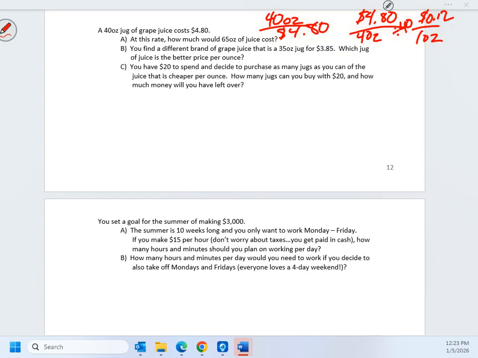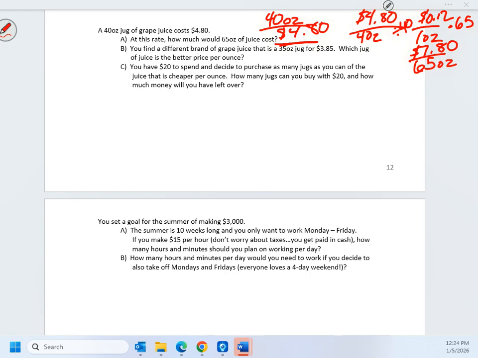Now that I know how much 1 ounce is, can I find 65 ounces? Yeah, I just multiply it by 65, right? That scale factor of 65. So now we will have 65 ounces. What is 65 times 0.12? How much money will it be? Gavin? $7.80. $7.80. 65 times 12 cents is $7.80. So I would put that right there.